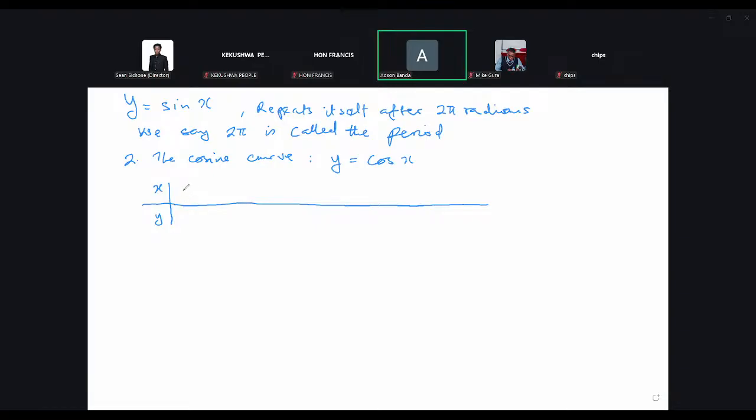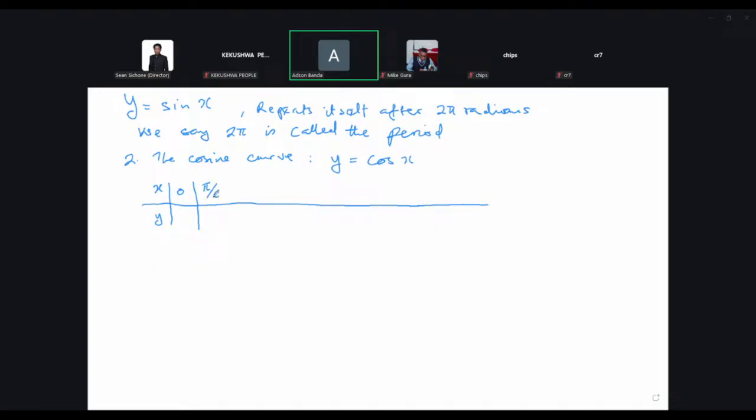The first point that we are going to consider is the point 0, and find out what the cosine of 0 is. The next point that we'll consider is pi by 6, which is 30 degrees in this case. And then the next will be pi by 3, and pi by 3 is 60 degrees. And then we have pi by 2. Then we'll get the other points as we move on.